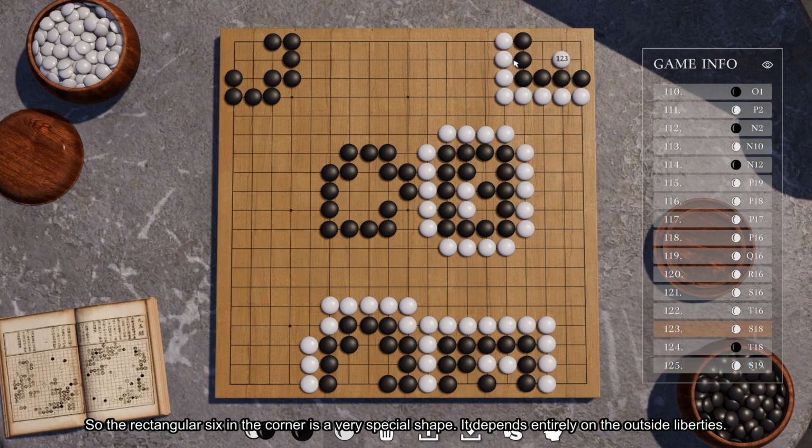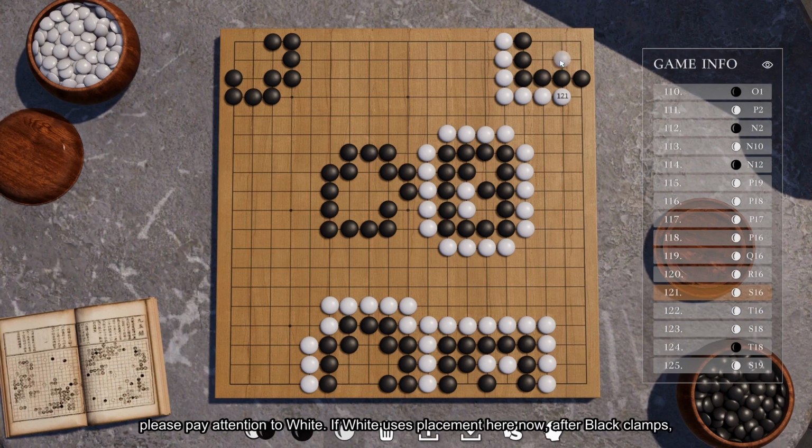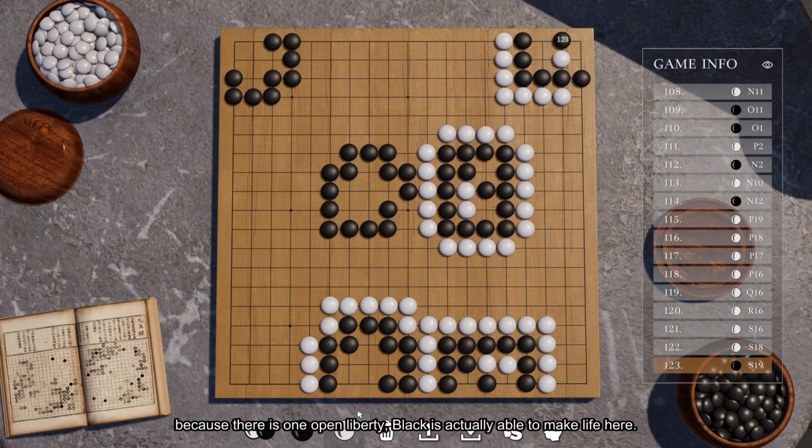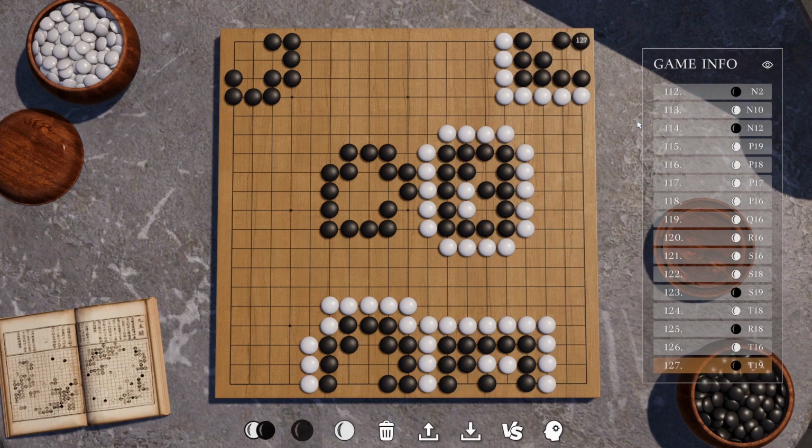So the rectangular 6 in the corner is a very special shape. It depends entirely on the outside liberties. If the liberties are reduced, the corner is dead. But if there is one open liberty, please pay attention to white. If white uses placement here now, after black clamps, because there is one open liberty, black is actually able to make life here. Black has two liberties. When white plays Atari, black captures and is unconditionally alive.